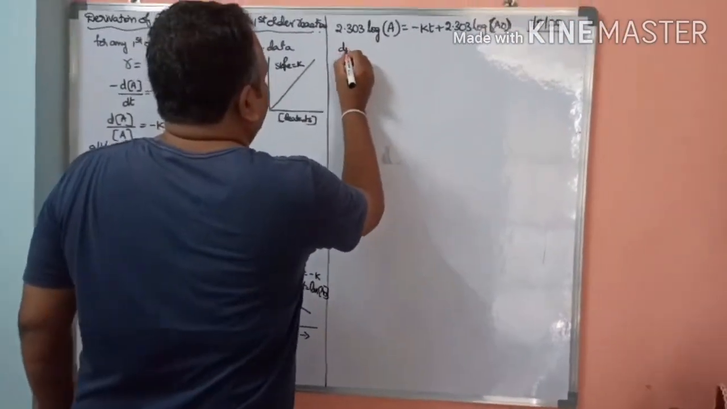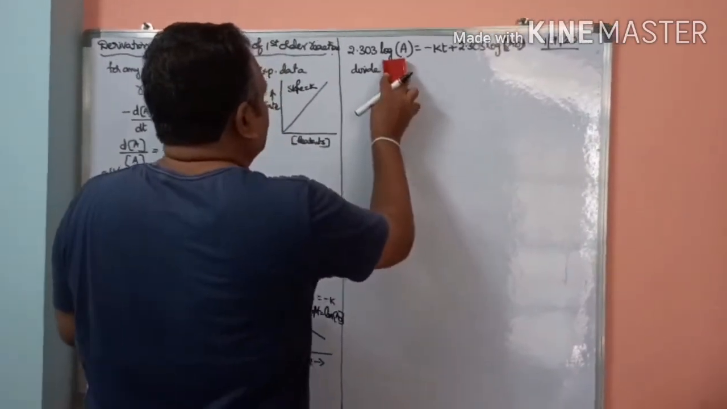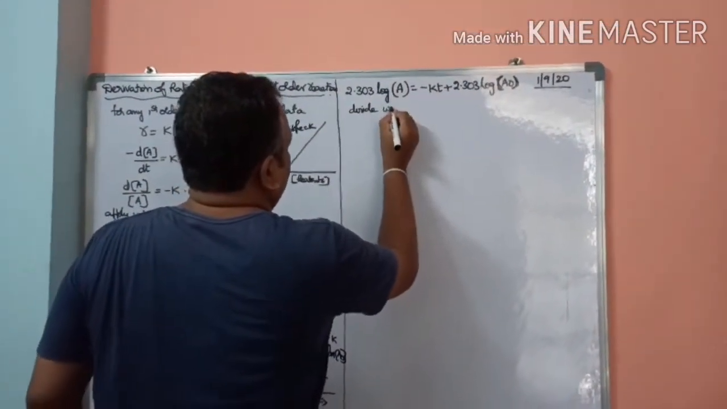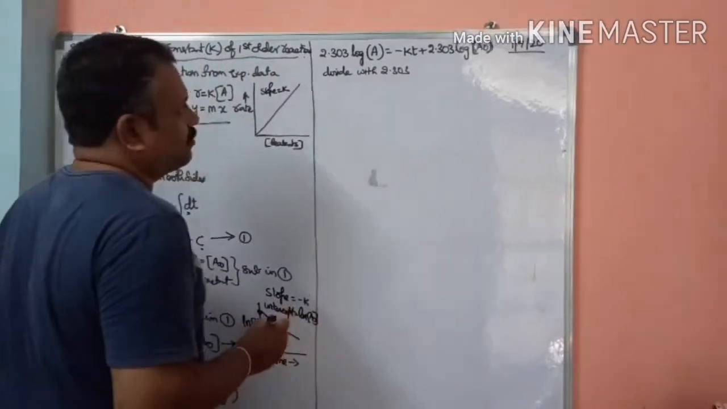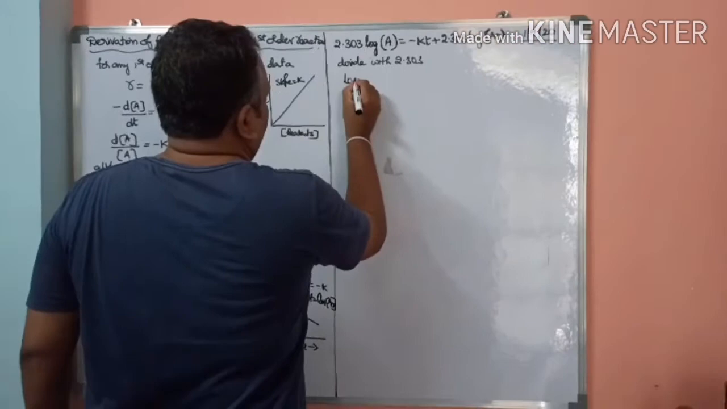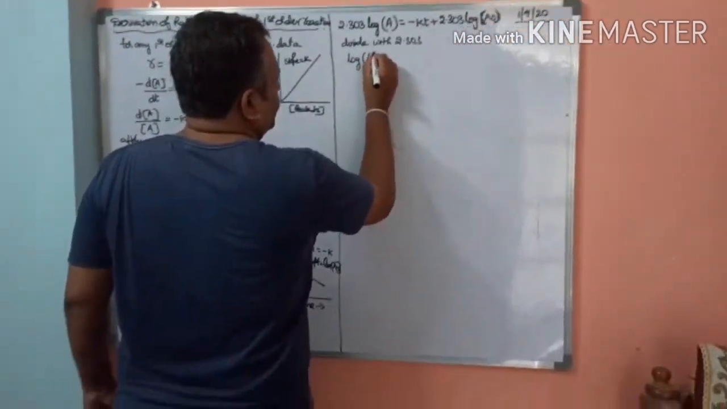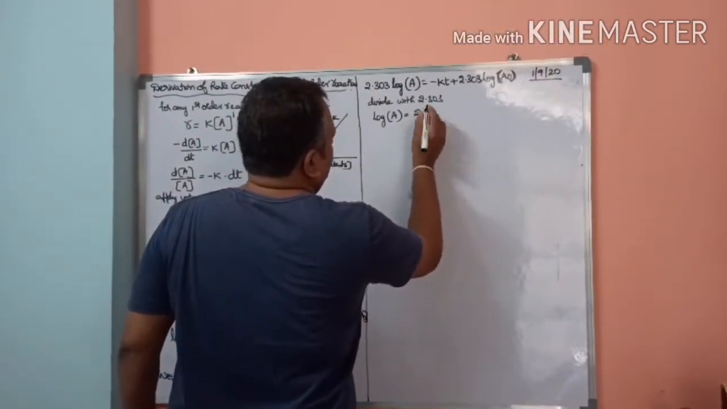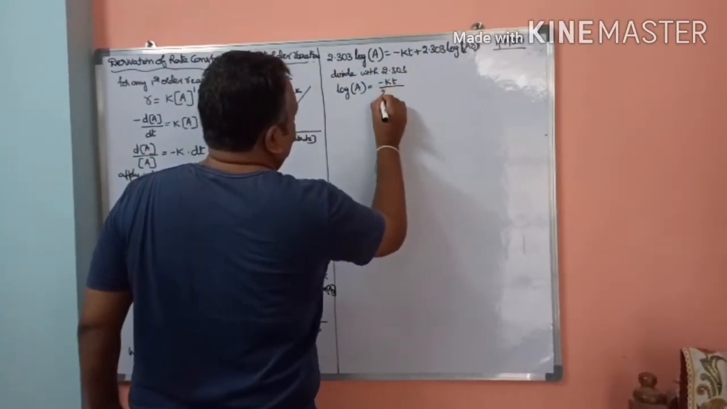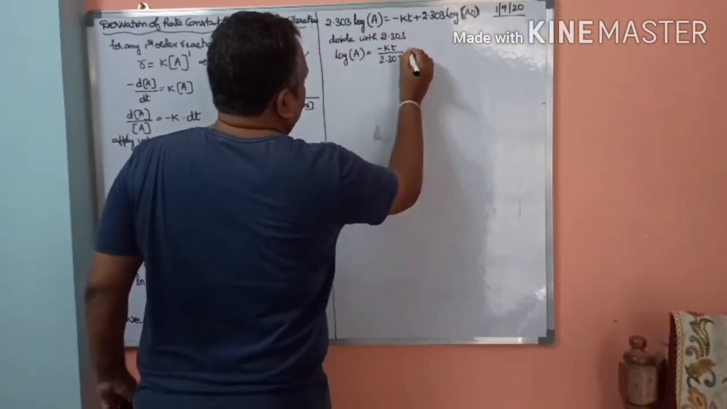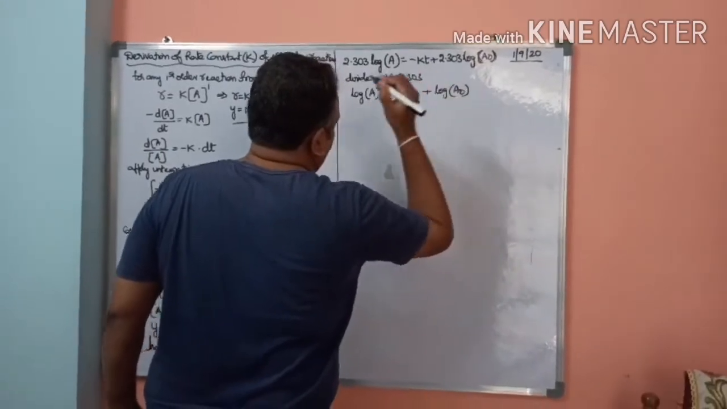Now divide with 2.303, because there is a common term on both the sides, so I am dividing with 2.303. So your equation simplifies as log of A is nothing but minus kt by 2.303 plus log of A naught.